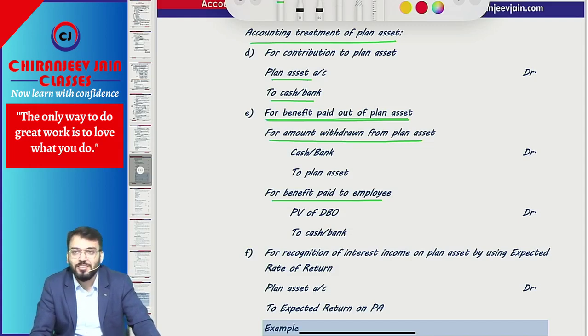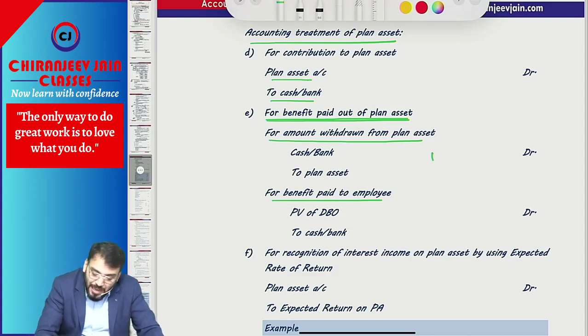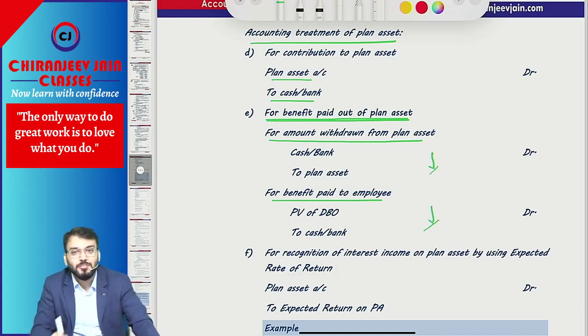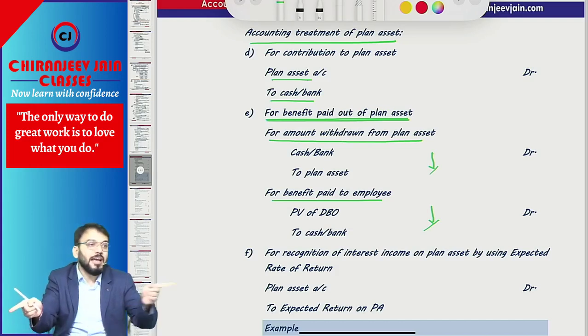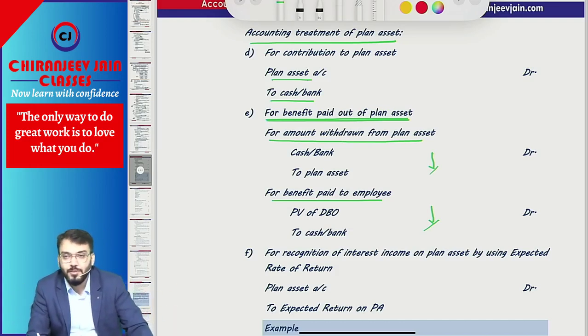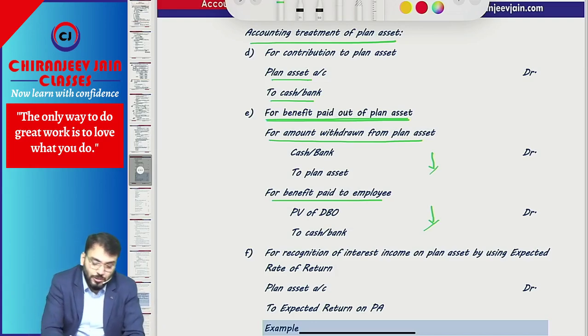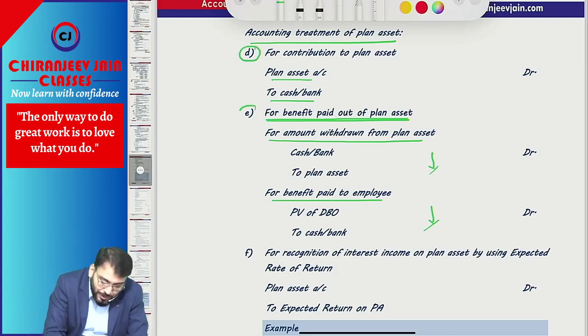Present value of DBO to cash or bank. Means can I say in this plan, the asset will also decrease and your DBO will also decrease? Means your asset will also decrease and your liability will also decrease. Correct. This much you understood. So this point you have understood. This point you have understood.